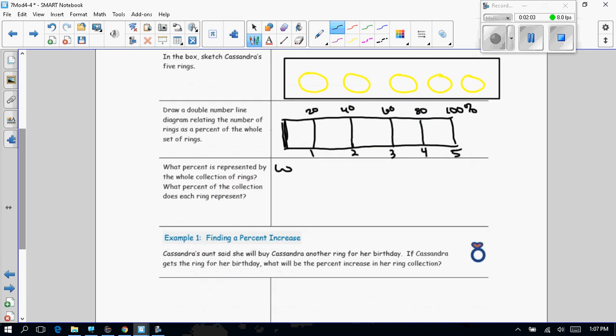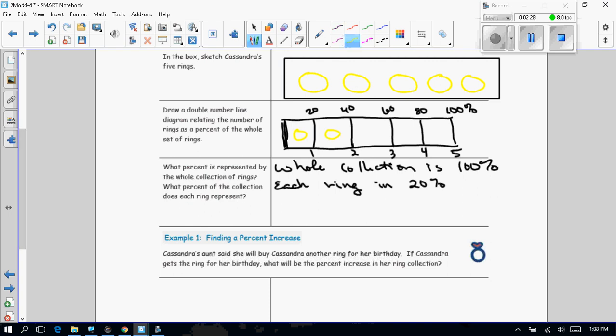What percent is represented by the whole collection of the rings? The whole collection is 100%. Then what percent does each ring represent? Each ring is 20%. Ring 1, ring 2, 3, 4, and 5. Each one represents 20%, and I need that to be able to keep going with my example here.